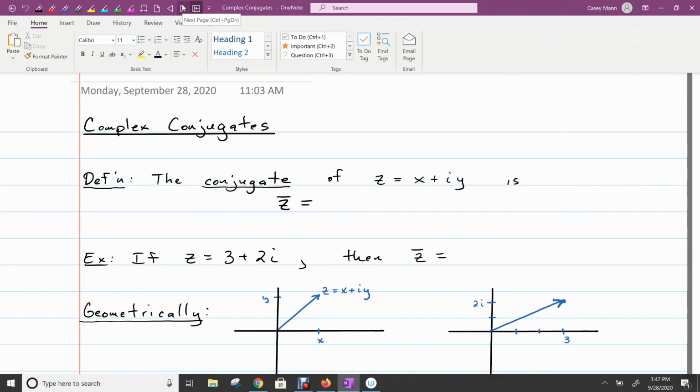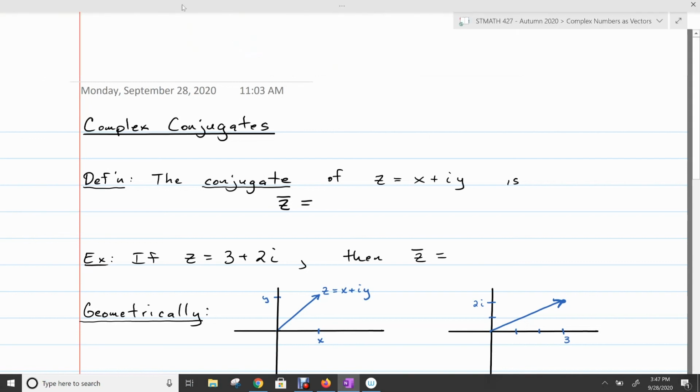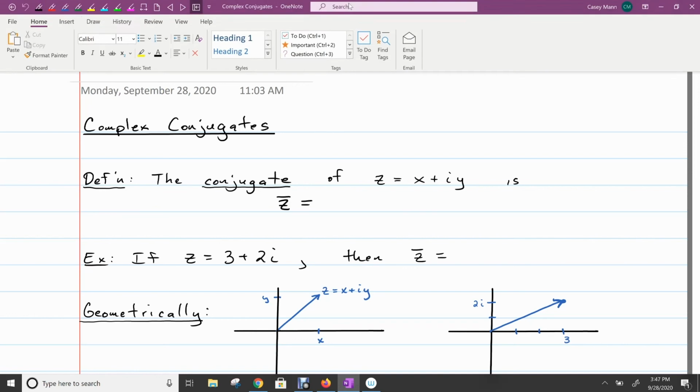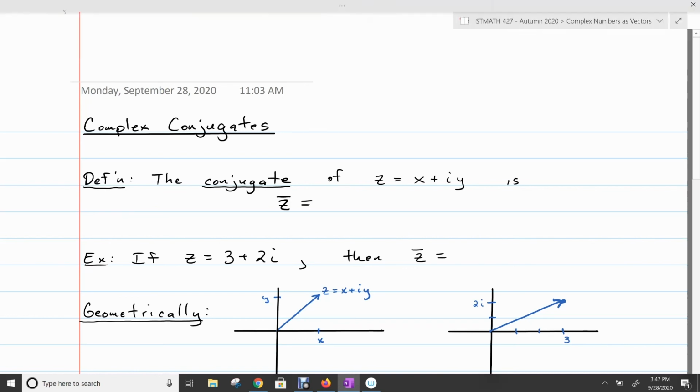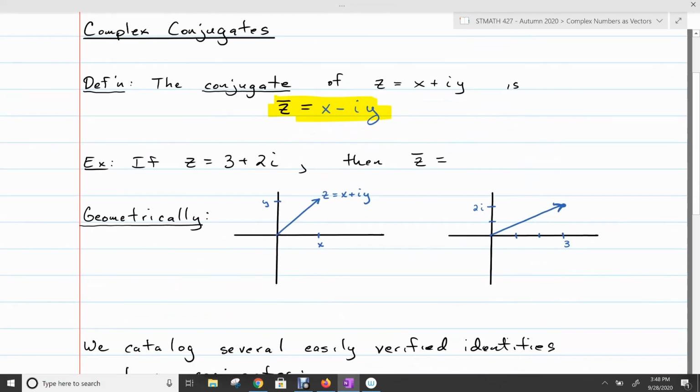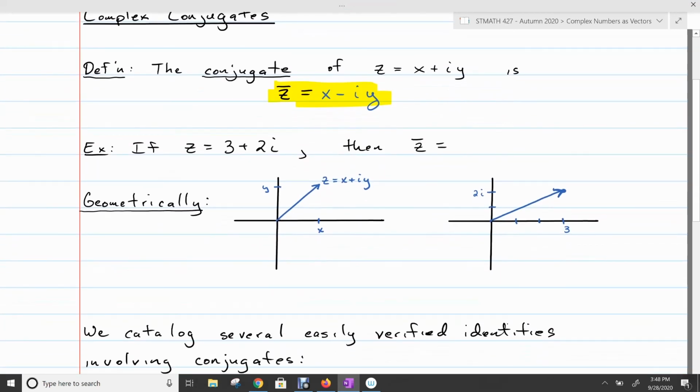Okay, back to something simpler. Complex conjugates. So we've already talked about conjugates actually. When you form a conjugate, you just change the sign in the middle. So if I want to do the conjugate of z equals x plus iy, we use this z with a bar on top for the notation, and it's x minus i times y. And geometrically, all it amounts to when you form the conjugate is that you reflect it over the x-axis.